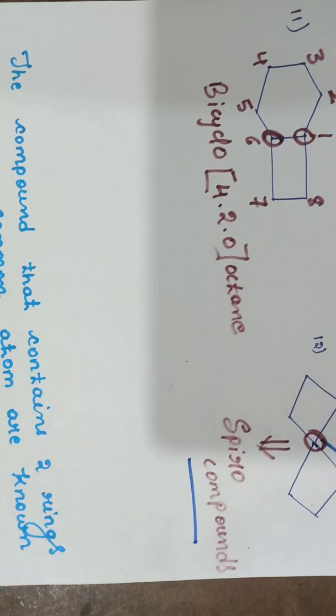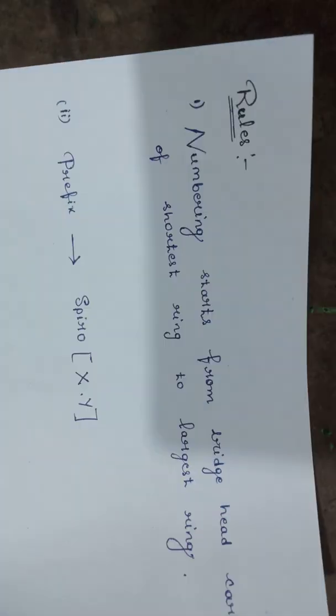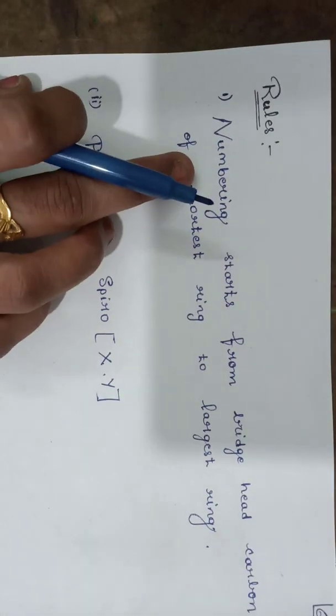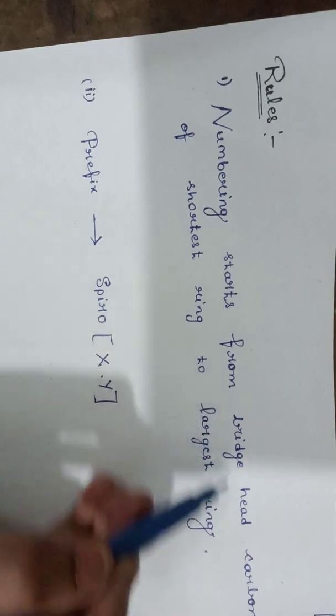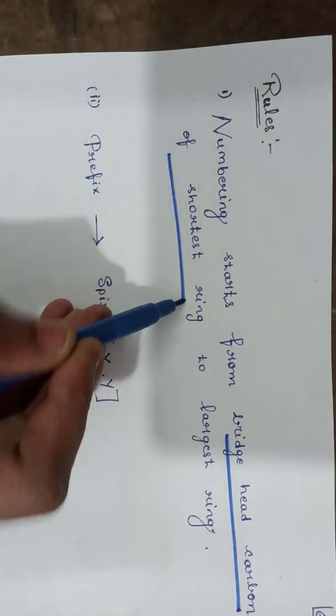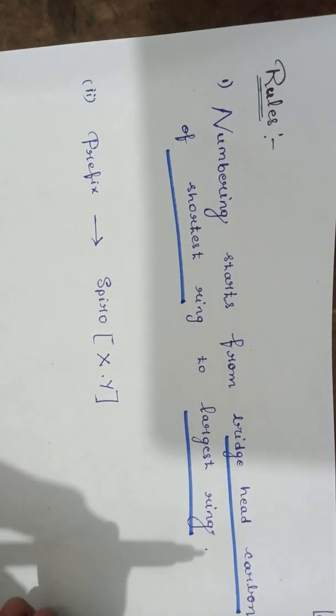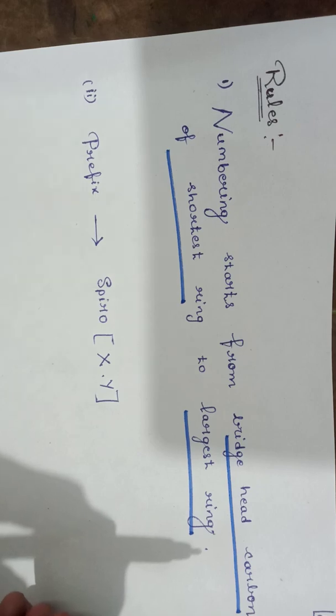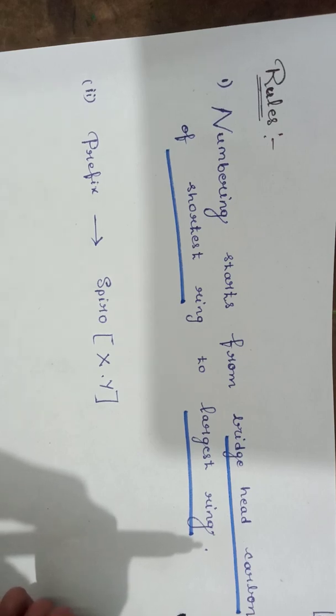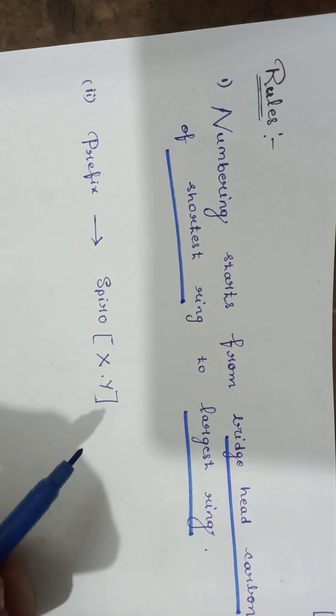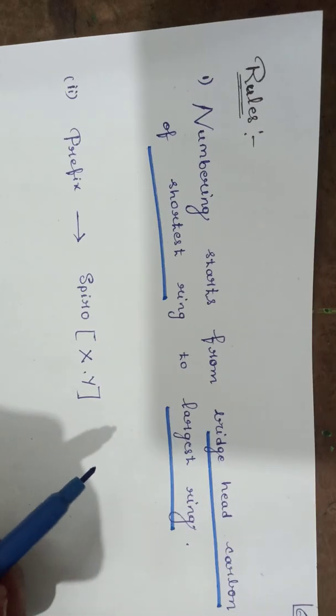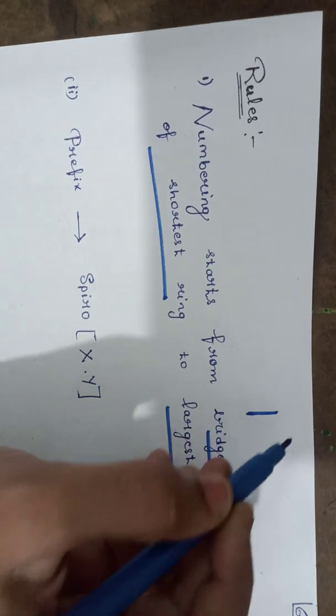Just like for the naming of bicyclo compounds, here for spiro compounds also we are having some set of rules. What is the first rule? Numbering has to start from the bridgehead carbon of the shortest ring to the largest ring. It is just the opposite of the bicyclo compounds. In that case, the preference has to go to the largest ring, whereas here it has to go to the shortest ring. Okay.